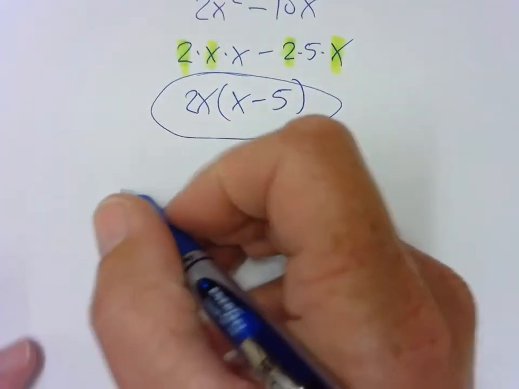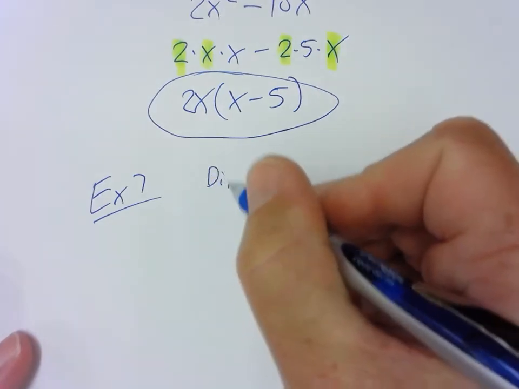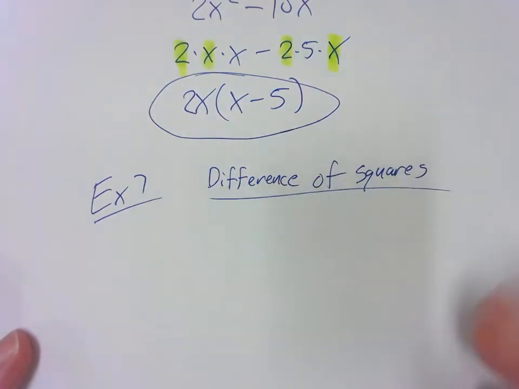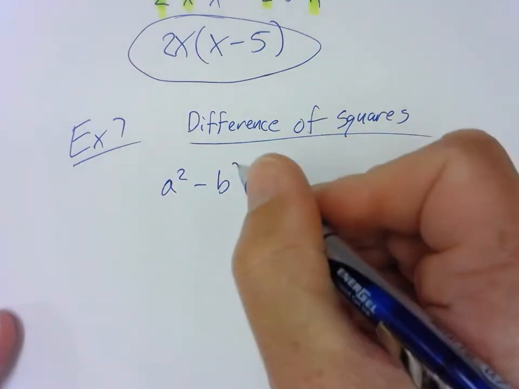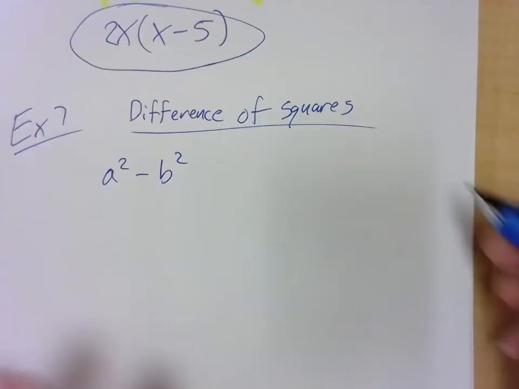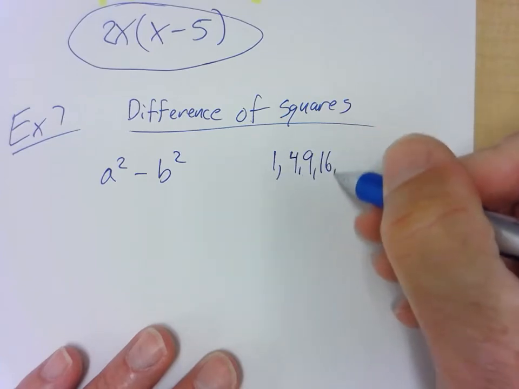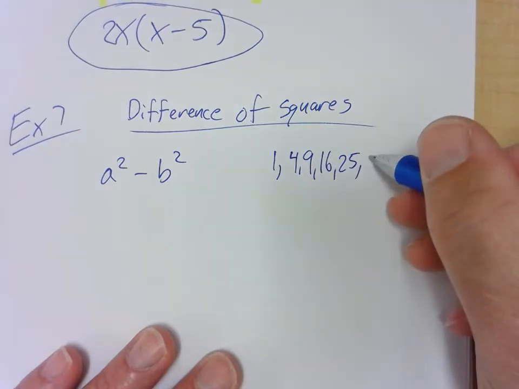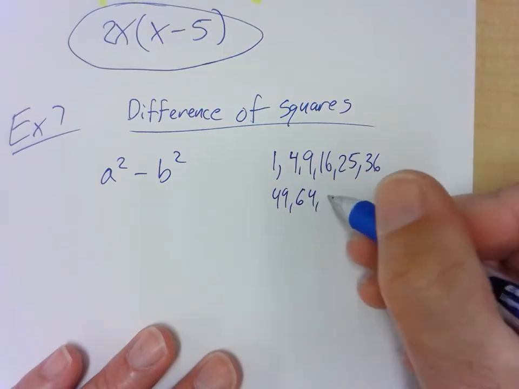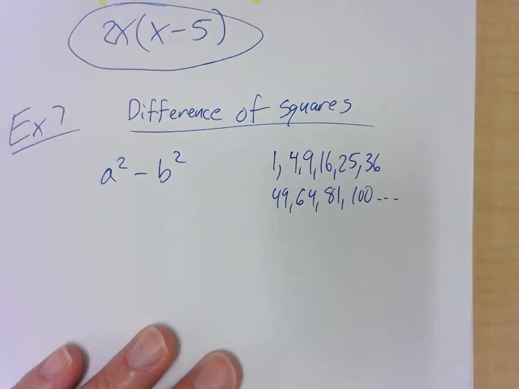All right, example seven. Example seven is the difference of two perfect squares. So it's the difference of squares, and we have a squared minus b squared. When we say difference, we mean subtracting, and squares, those are perfect squares. In number form, your perfect squares are 1, 4, 9, 16, 25, 6 times 6 is 36, 49, 8 times 8 is 64, 81, 100, 10 times 10, because you could do this forever. So those are all your perfect squares.